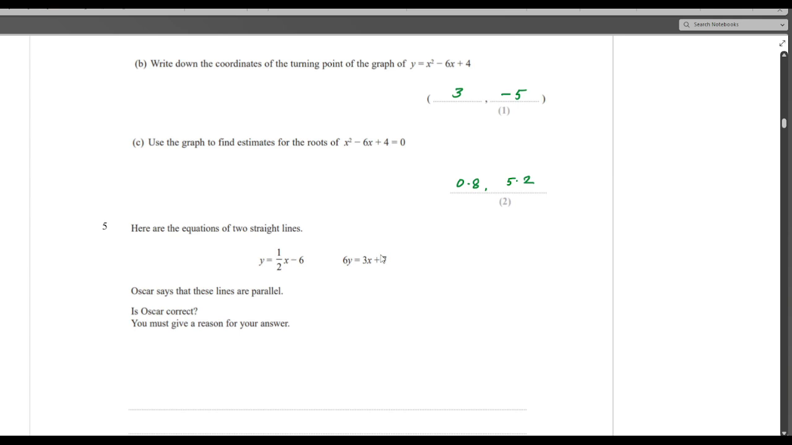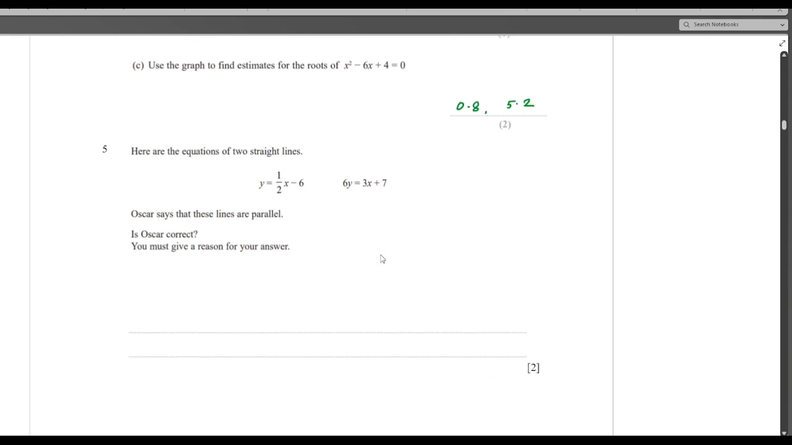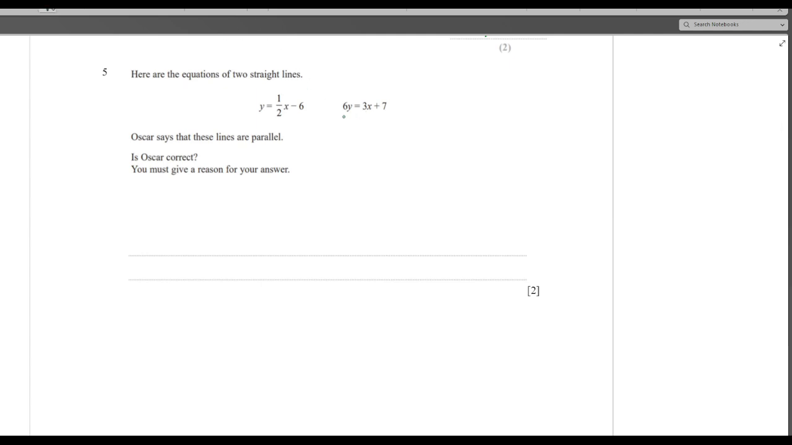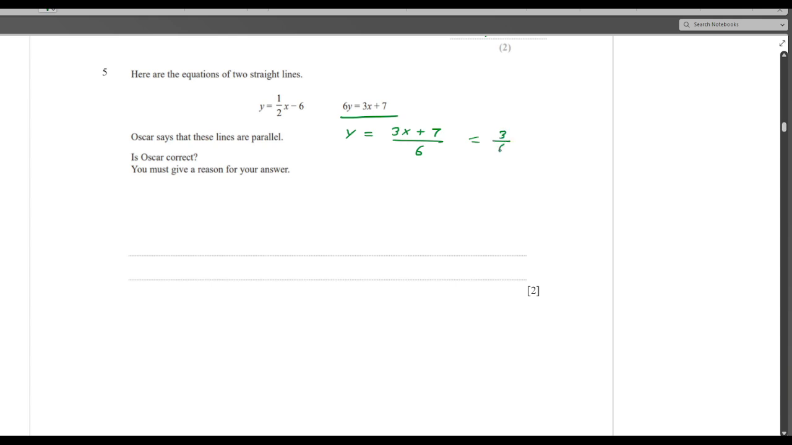Okay, now here are the equations of two straight lines. Oscar says that these lines are parallel. Is Oscar correct? You must give a reason for your answer. Now if I simplify this equation, I get y is equals to 3x plus 7 whole divided by 6. That gives me 3 divided by 6 times x plus 7 divided by 6. If I simplify it further, it is 1 divided by 2 x plus 7 divided by 6. Now, see, slope is 1 by 2 in both the lines.